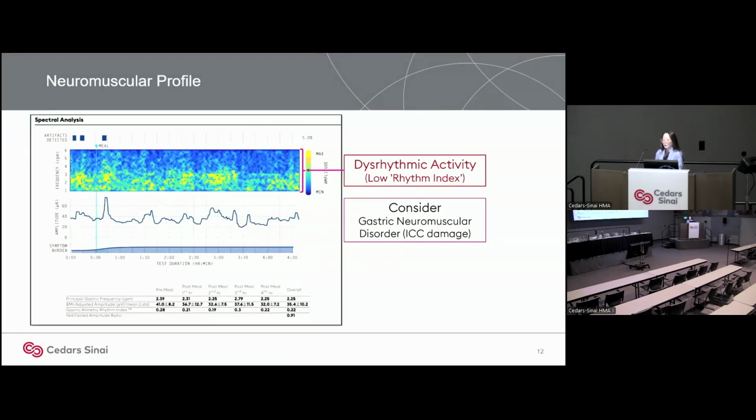Here we see what we refer to as a neuromuscular profile, and as opposed to that normal profile that we saw, where we see a really clean, straight, horizontal yellow line, this one has a low rhythm index, and so the amplitudes and the frequencies are scattered, and this is what we see in patients who have a neuromuscular disorder or there's damage to the interstitial cells of Cajal.